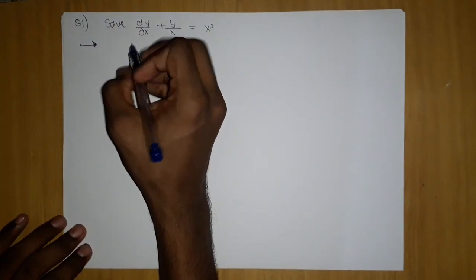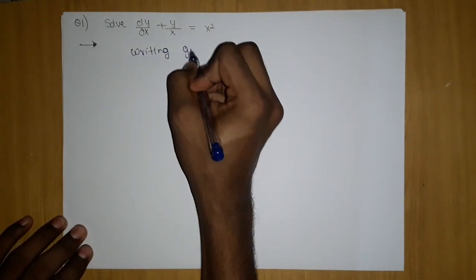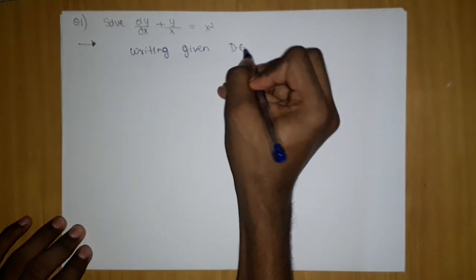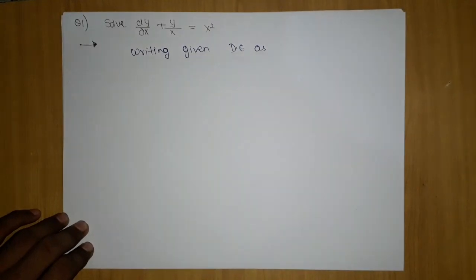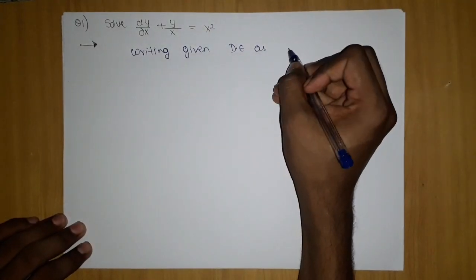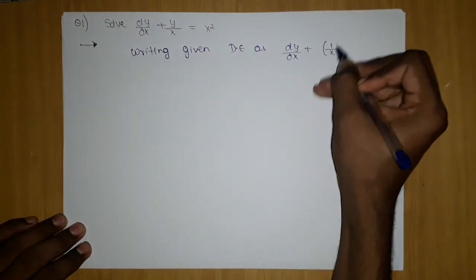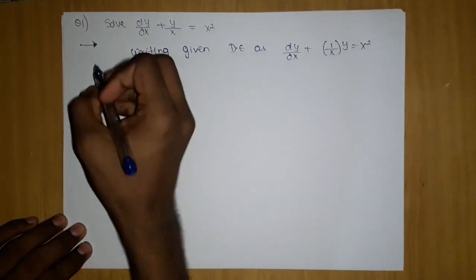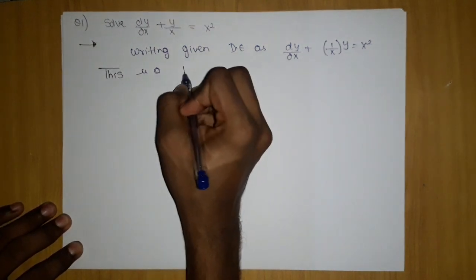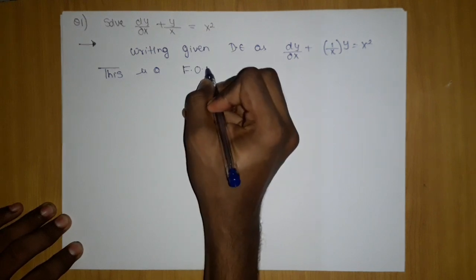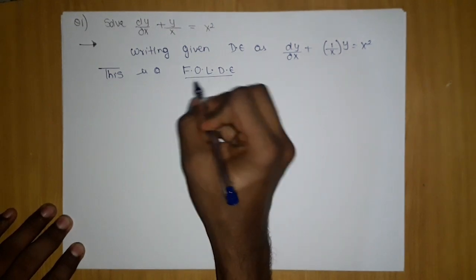Now first, writing the given differential equation, you have to write it in the format dy by dx plus p of x into y equals q of x. If you try to write that, you will come to know you can write it as dy by dx plus (1 by x) into y equals x square. This is a first order linear differential equation, FOLDE. I will use this word continuously.